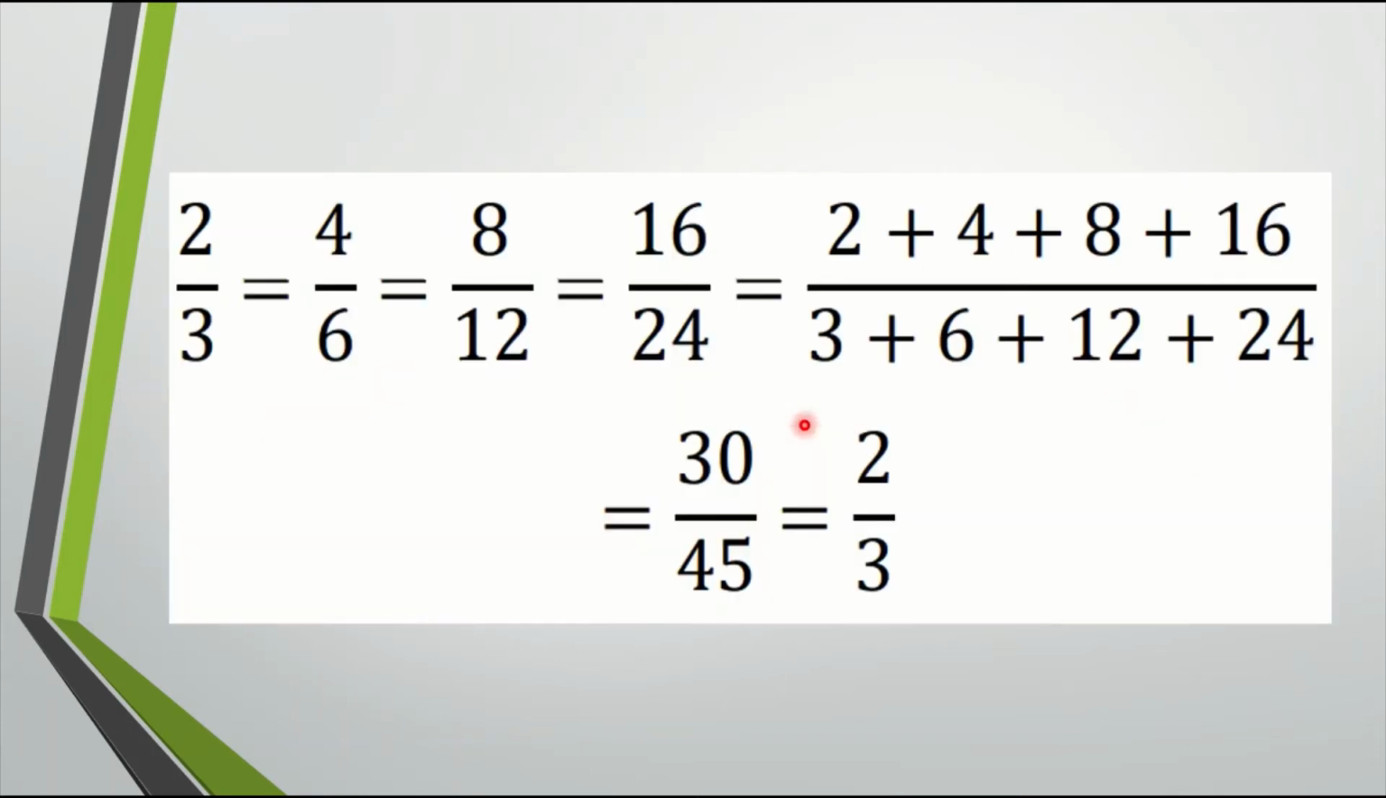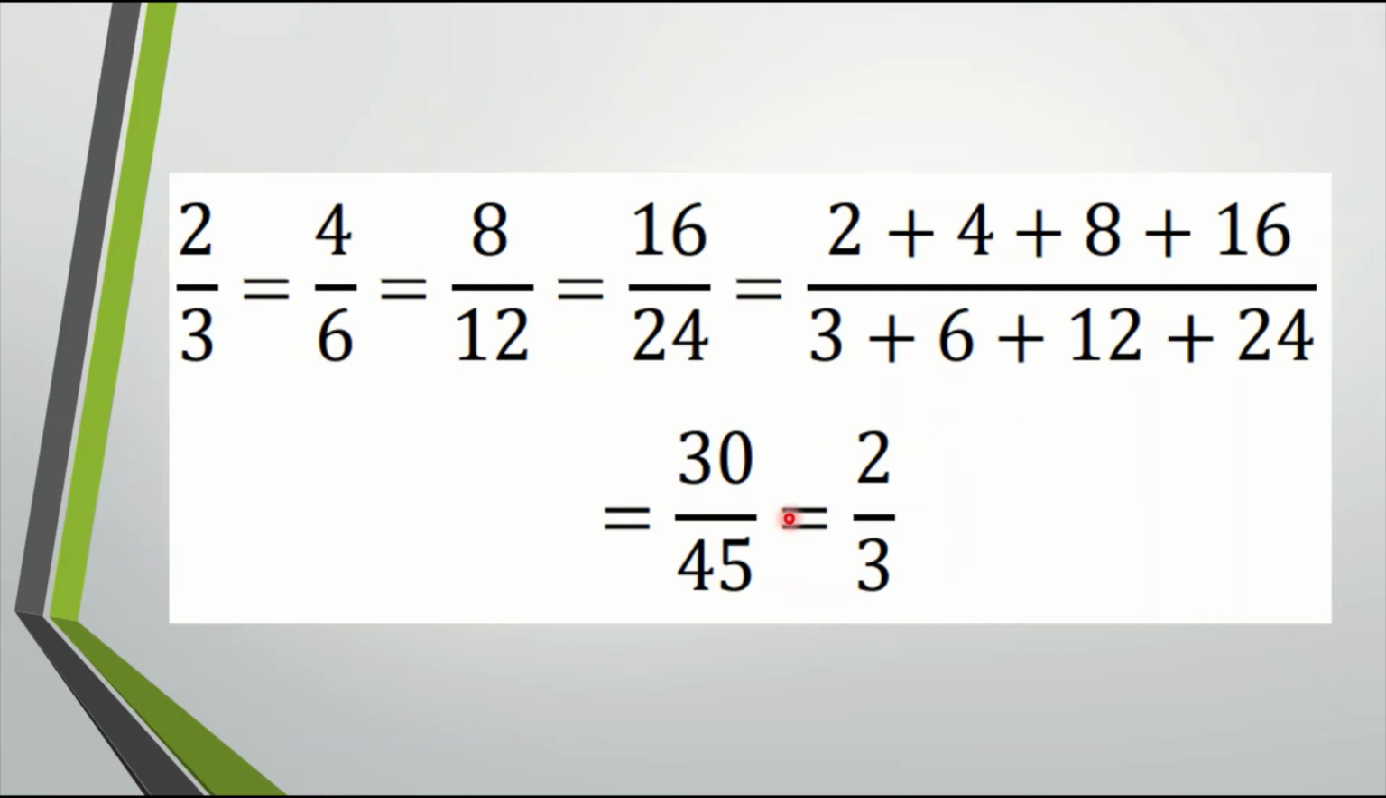So, for example, we have here 2 over 3 is equal to 4 over 6 is equal to 8 over 12 is equal to 16 over 24. What you're going to do is to add all the numerator. 2 plus 4 plus 8 plus 16. Lahat ng nasa taas. Ganon din po yung nasa baba, which is 3 plus 6 plus 12 plus 24. So, the answer here is 30 over 45.